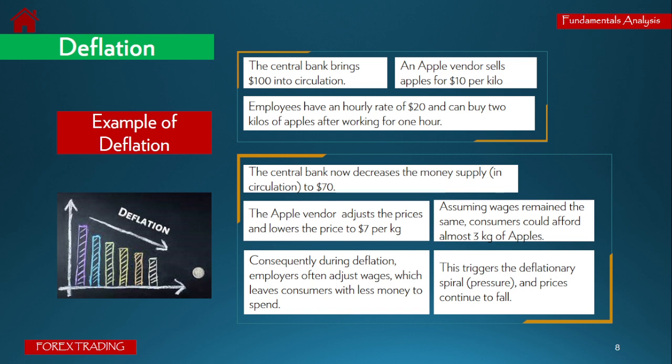So now what happens? The central bank decreases the money supply in the market to $70. So now there are fewer dollars available in the market to buy goods and services. The apple vendor adjusts and lowers the price to $7 per kilogram of apples. Assuming that wages remain the same, consumers can afford almost 3 kilograms of apples by working just 1 hour. Consequently, during a deflation, employers often adjust wages, which leaves consumers with less money to spend. This triggers deflationary spiral pressure and prices continue to fall.